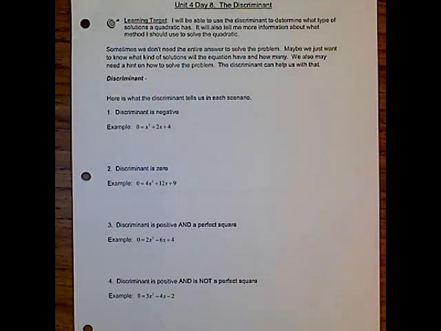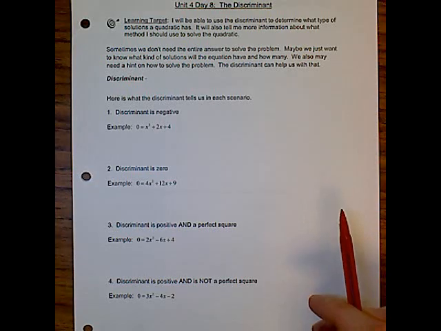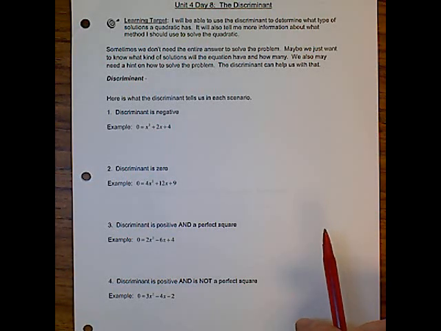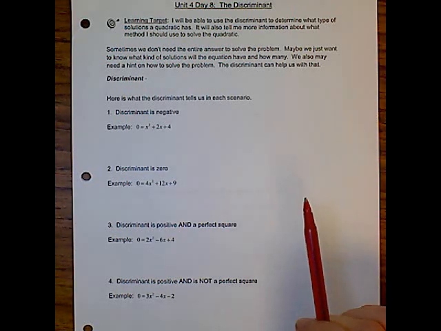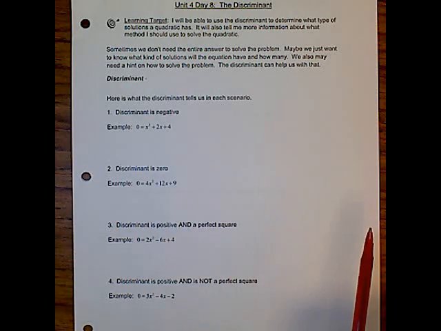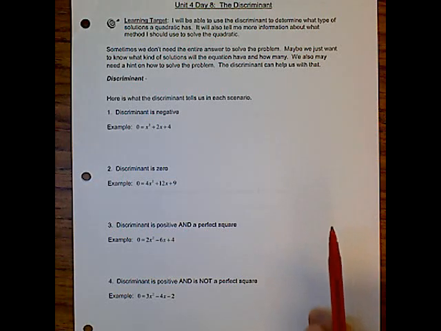Okay, so Unit 4, Day 8, the discriminant. And it sounds a lot like discriminate, and that's kind of what we're doing, because when you discriminate, you judge by how something looks without really getting to know it or searching in detail. And that's what we're going to do today to these equations. We're going to make a quick judgment about this equation and about what types of solutions it has without actually finding the solutions. I should say before we find the solutions.